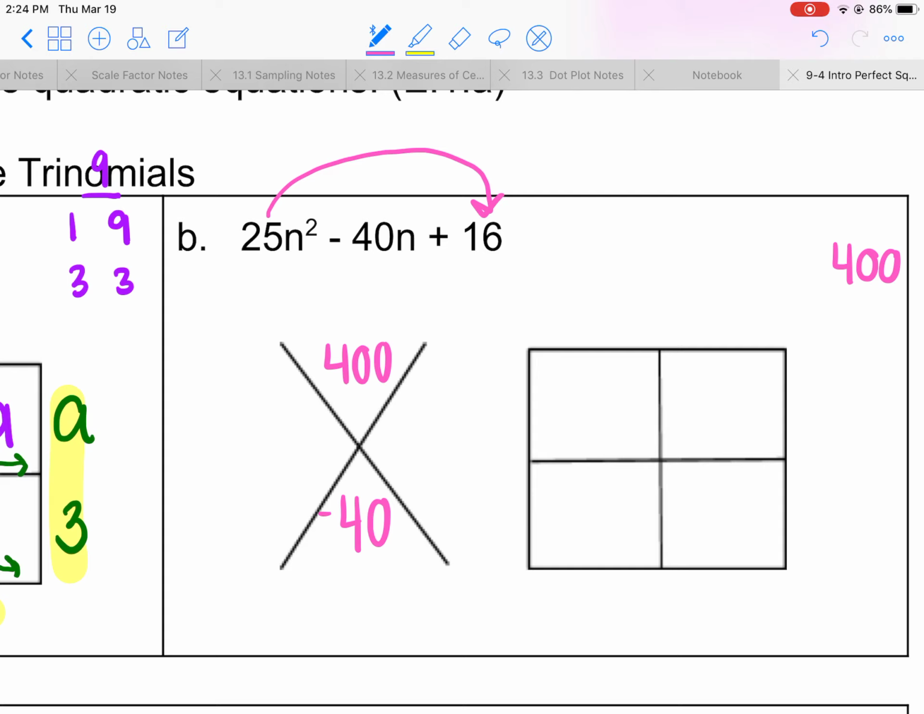If you think about it, you're finding a perfect square trinomial. So your term here has to be multiplied to give me 400. So the square root of 400 ends up being 20. So 20 times 20 gives me 400. And if I add it together, it will give me 40. Notice it is a negative 40. So these become negative 20n and negative 20n.